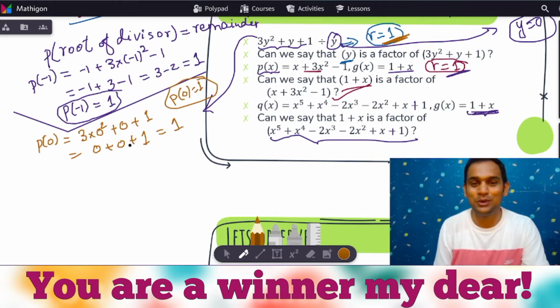Let's try to observe for the third one as well. This is becoming a little bit interesting. Now, what do we need to find?